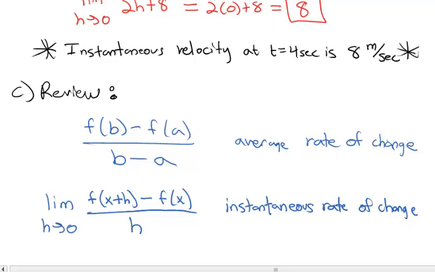Those are the two big formulas for today. The big one being the second one. We're going to play with that a lot over the next couple days.